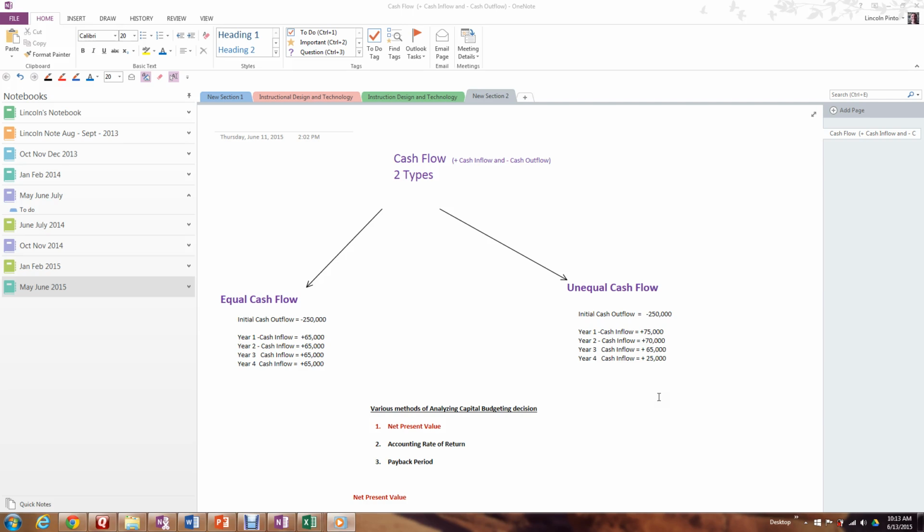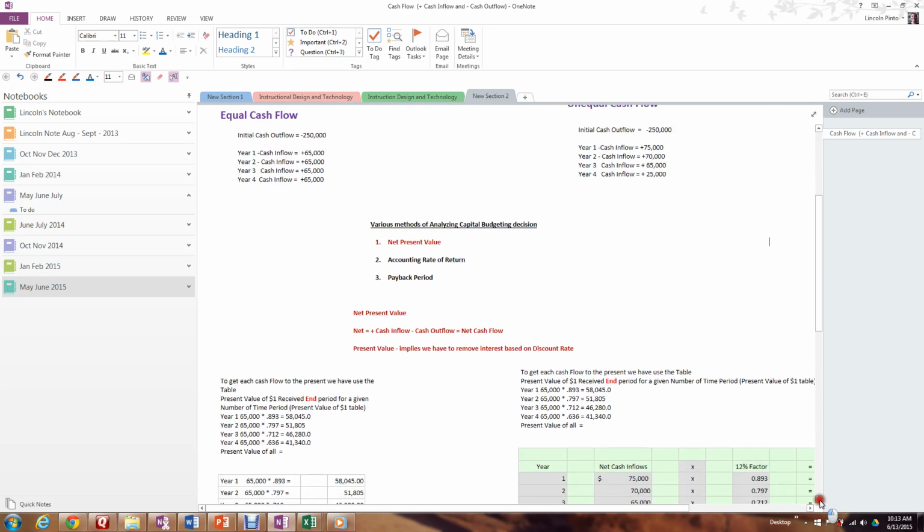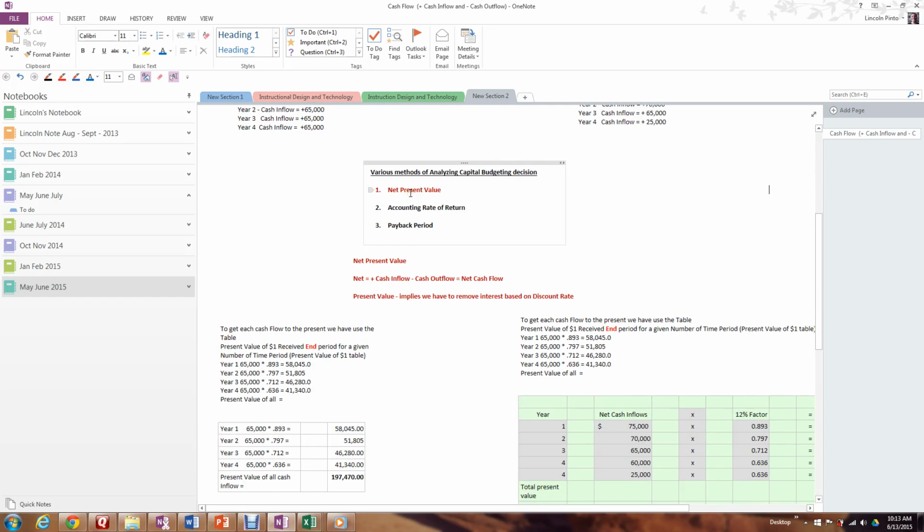Now, to make capital decisions, we use different methods. We use the net present value, the accounting rate of return, and the payback period to sort of make decisions on whether we should go with the particular project that generates these future or expected cash flows. All right, so let's look at the net present value.